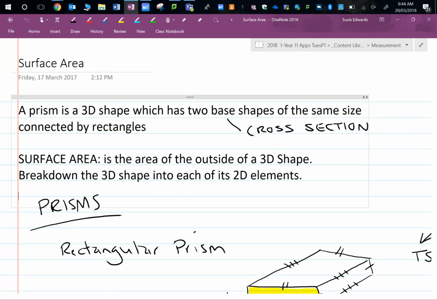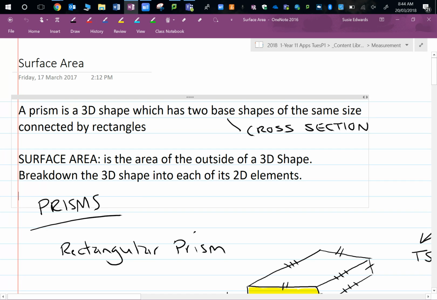All right, so if we think about it, a prism means that there are two base shapes. So you have to have two of the same shape connected by rectangles, okay? Two of the same shape. That same shape can also be called the cross section of the shape. And what that means is if I chop the shape multiple times, when I open it up, it will be the same shape. That's a cross section, okay?